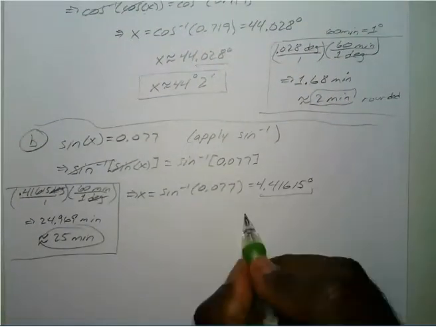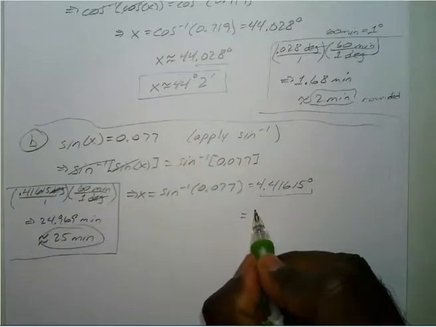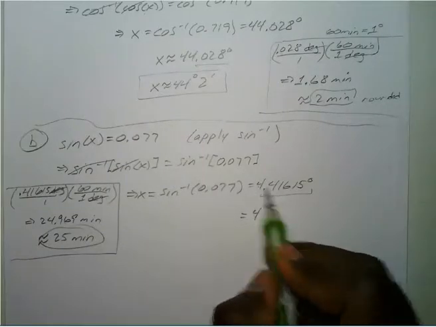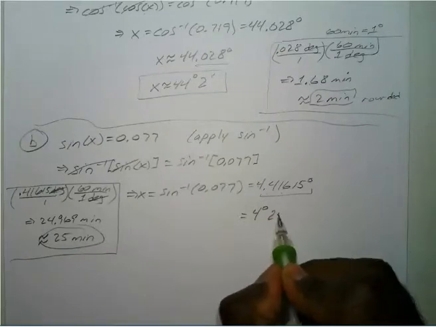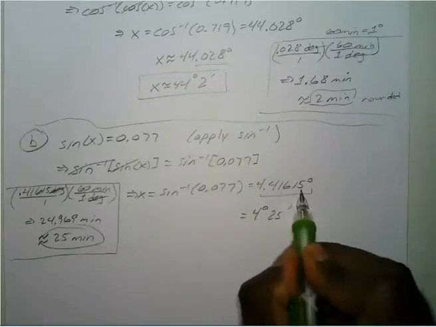Okay, so this will become 4 degrees. Remember, it's 4 degrees plus 0.41615 degrees, so it's 4 degrees and 25 minutes because we replace this with minutes.